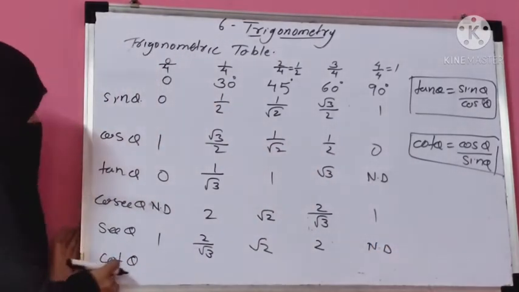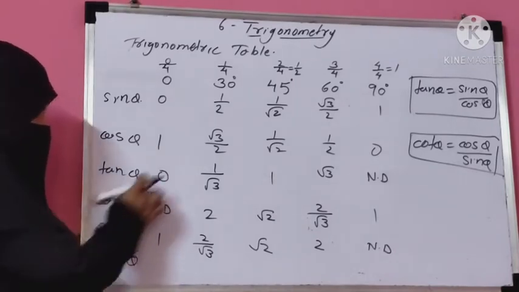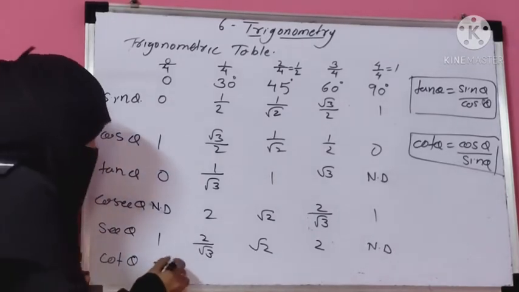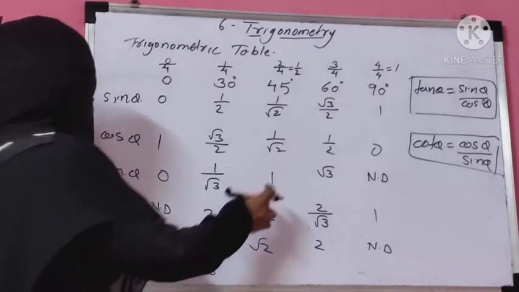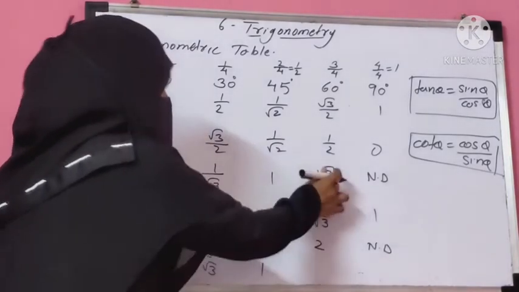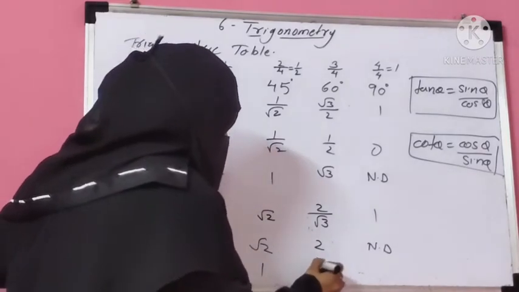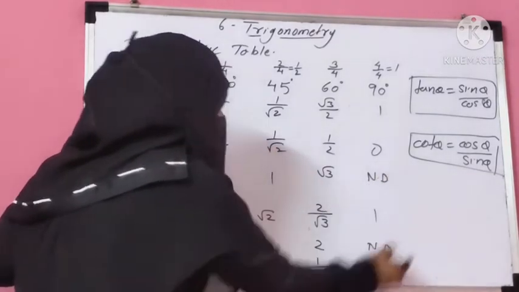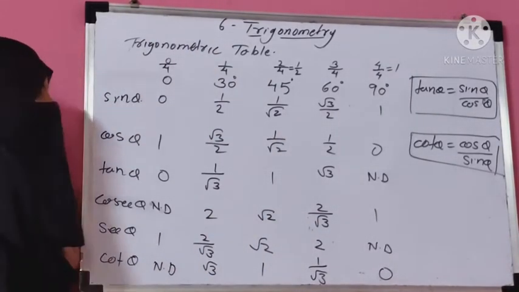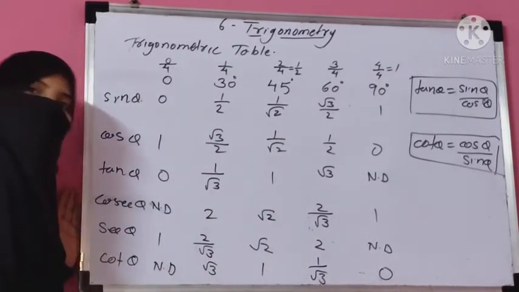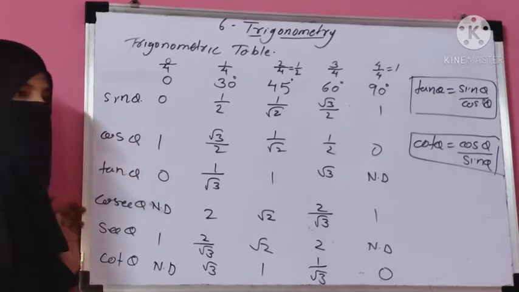Now cot is inverse of tan. Inverse of 0 is not defined. 1 upon root 3 is root 3 upon 1, that means root 3. Inverse of 1 is 1. Root 3. Inverse of root 3 is 1 upon root 3. Not defined inverse is 0. This is your trigonometric table. This is a very easy method to draw the trigonometric table.